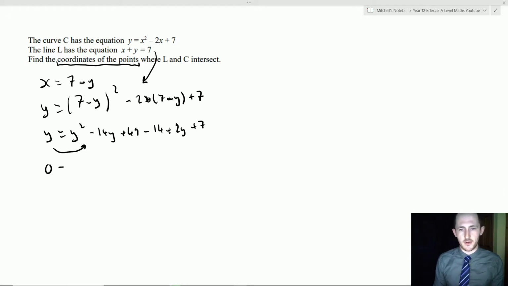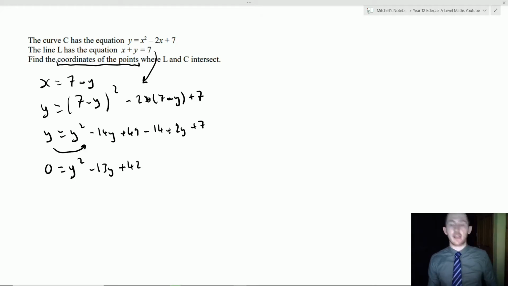So we're going to have 0 equals. There's only one y squared, that's good. Minus 14y plus 2y is minus 12y. Minus another y will be minus 13y. Then we have minus 14 plus 7 is minus 7. Plus 49 will give me 42.